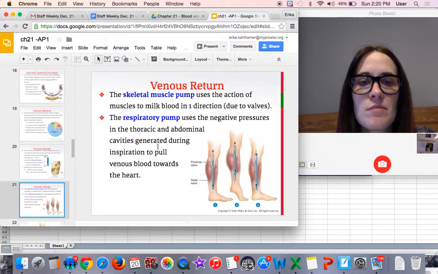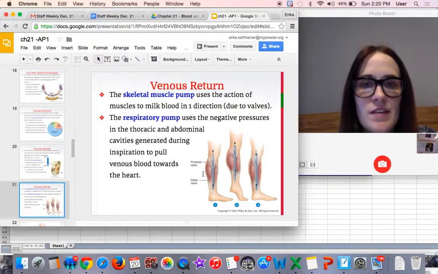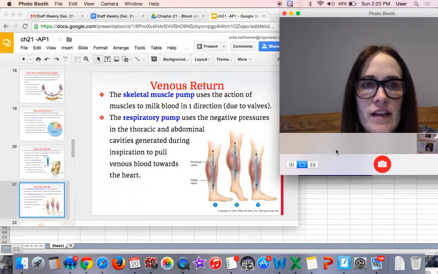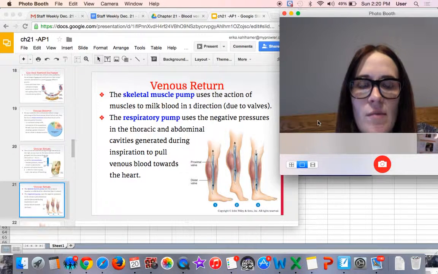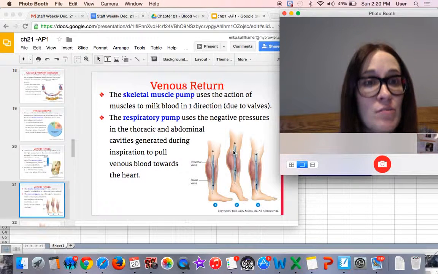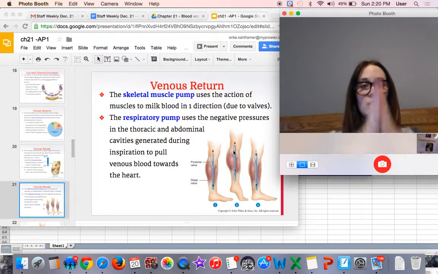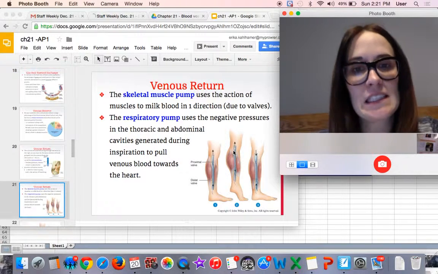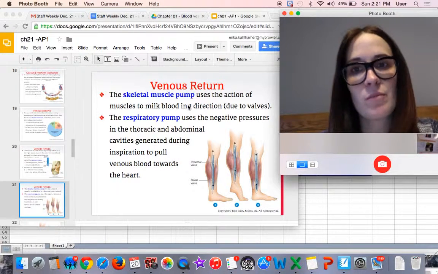Skeletal muscle pump, you can see the image here, for example, the gastrocnemius muscle, the veins in between the muscles of your legs here. As you contract those muscles, they will milk the blood, essentially squeeze the blood up like a Go-Gurt, up towards the heart. And the valves help prevent the backflow.